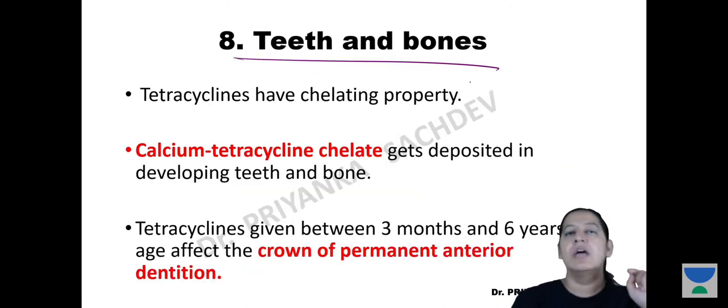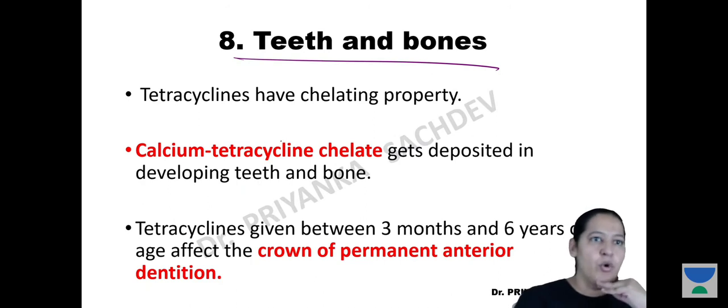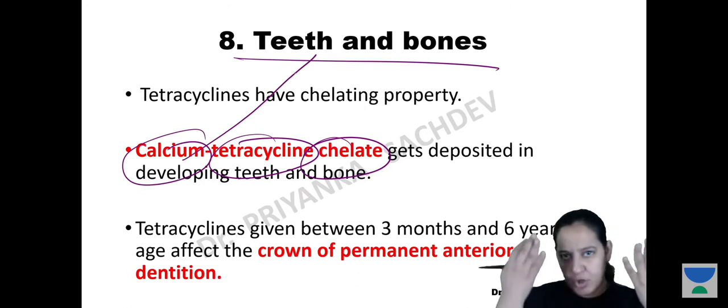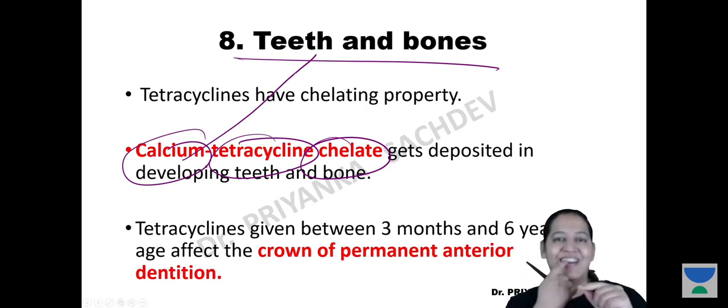Last is teeth. PT teacher's T, this is teeth and bone. Tetracycline forms chelates with calcium. Calcium is present at 2 places in the human body. Inside my body, calcium is present either in my teeth or in my bones.